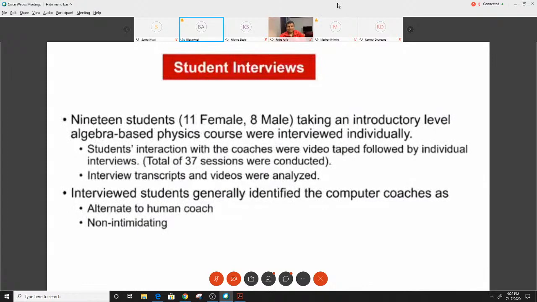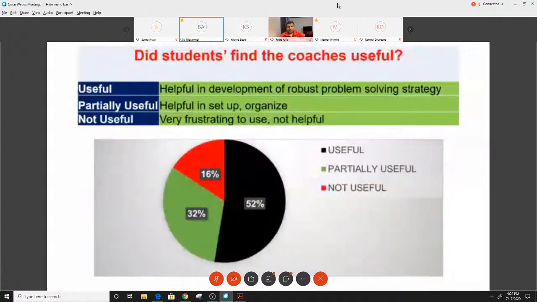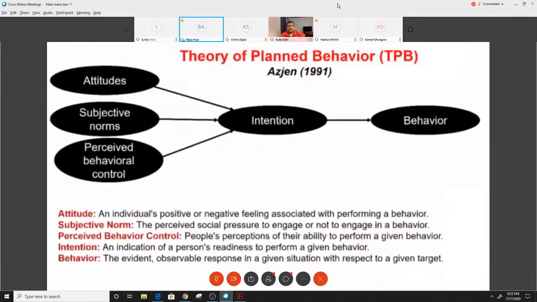So did they find it useful? Particularly here, I'm reporting one more time the interview result. Basically, many students found it useful. Yes, 50% useful. Some say partially useful. Some students say not useful. In order to understand the interview data fully, and how they interact with the coaches fully, we used the theory of planned behavior. In this model, we have three things that determine the intention of using. These three factors are attitudes, subjective norms, and perceived behavioral control.